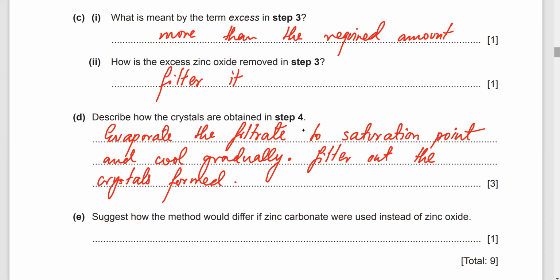Suggest how the method would differ if zinc carbonate were used instead of zinc oxide. So how would the method be different? I don't think it's going to be different. It's going to be the same method. I don't find any difference apart from the carbon dioxide gas thing. So the method would pretty much be exactly the same.